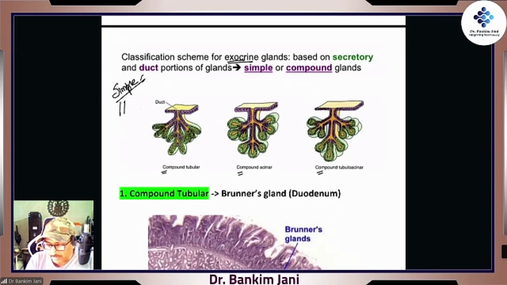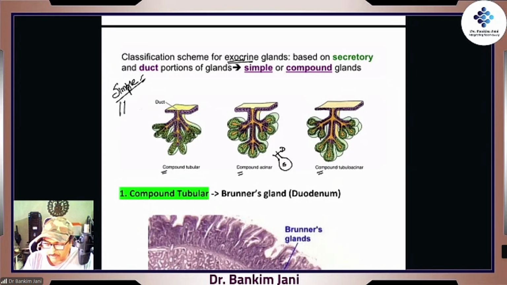When it is tubulo-acinar, see up to this level, the secretory portion is almost till the end, and then the ducts are joining. While over here, the secretory portion is only into this. So over here, it is this duct and this is the secretory portion.